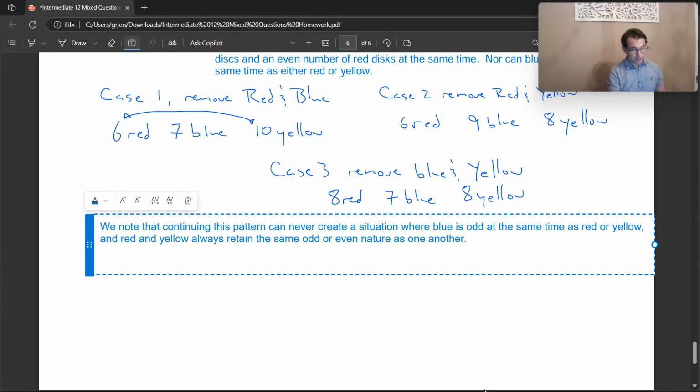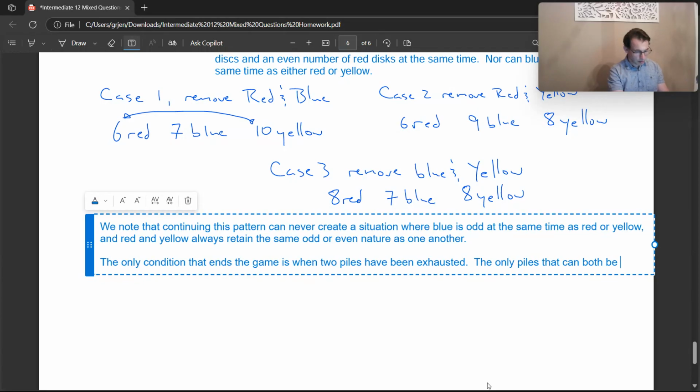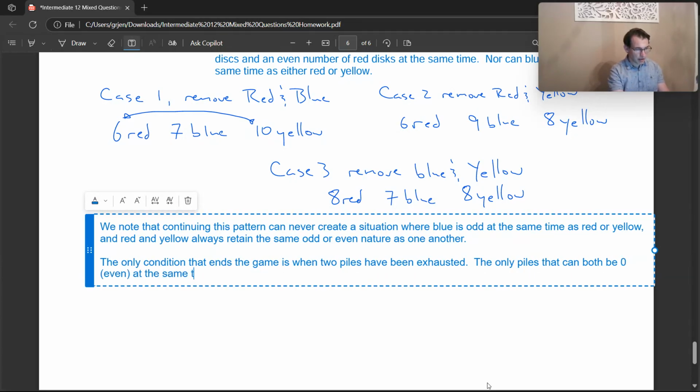Okay, so now it suffices to say the only condition that ends the game is when two piles have been exhausted. The only piles that would be 0 even at the same time are red and yellow, leaving some number of blue discs.